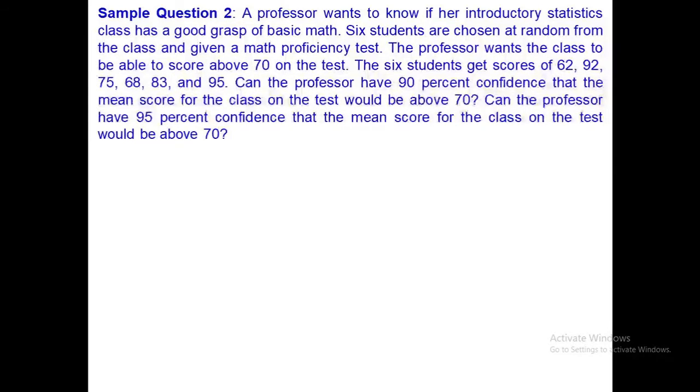Let's take one more example. A professor wants to know if her introductory statistics class has a good grasp of basic math. 6 students were chosen at random from the class and given a math proficiency test. The professor wants the class to be able to score above 70 on the test. The 6 students get a score 62, 92, 75, 68, 83 and 95. Can the professor have 90% confidence that the mean score for the class on the test would be above 70?